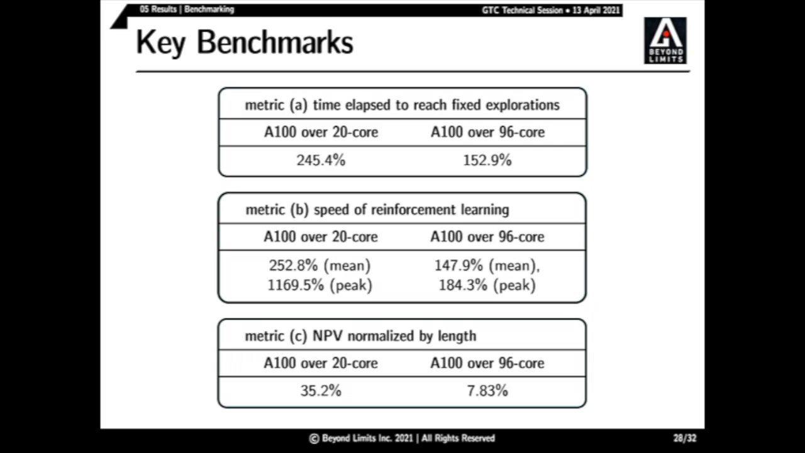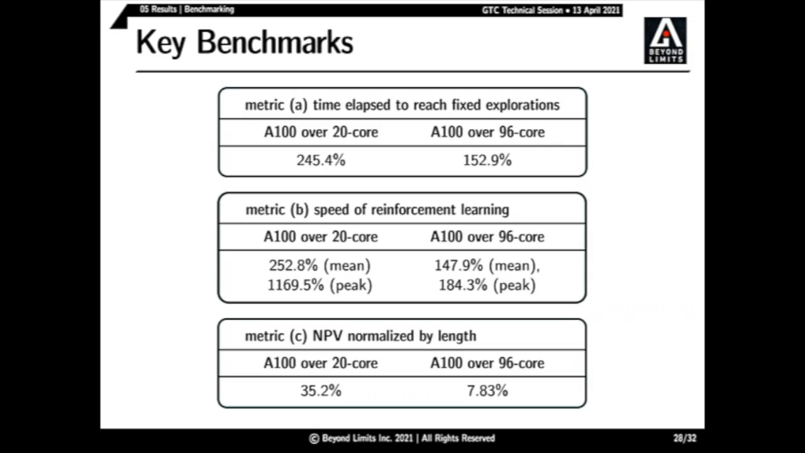In terms of the time elapsed to reach a fixed number of action explorations, we have a 245% improvement over 20 logical processors and 153% improvement over 96 logical CPU processors. In terms of the speed, which is really just the derivative of the time elapsed against the number of actions, we have an almost 148% improvement in the mean or average speed and 184% improvement in the peak when comparing A100 results to 96 CPU processors. Similarly, we have large improvements comparing A100s to 20 cores, including an 11x speedup for the peak speed.